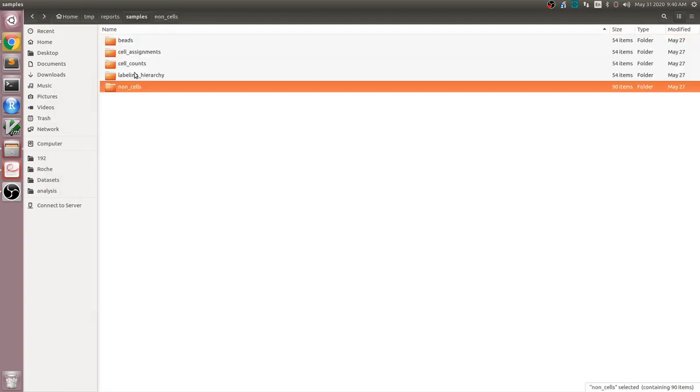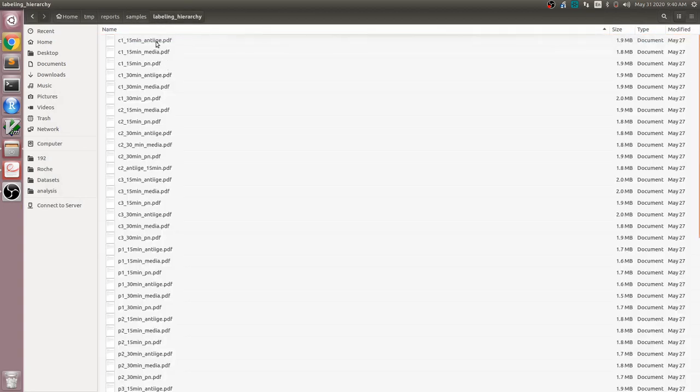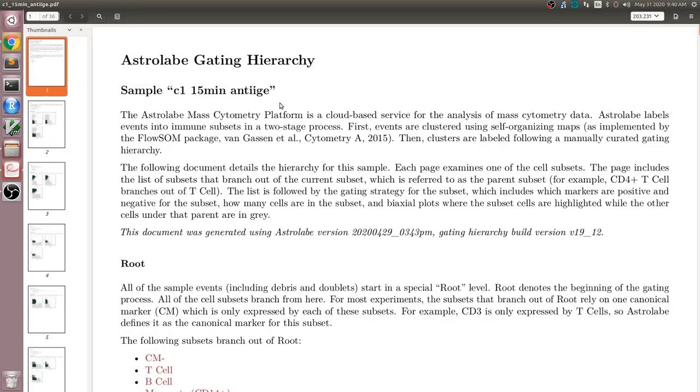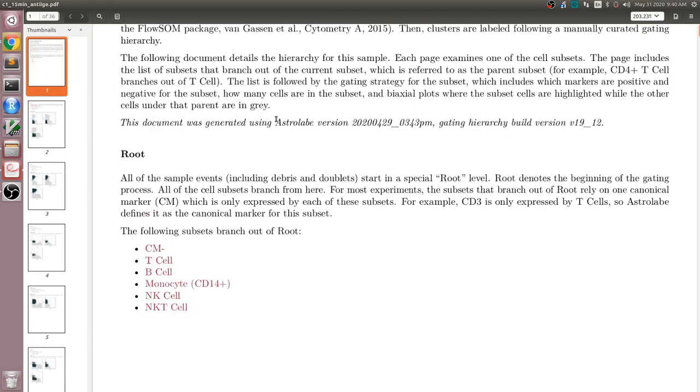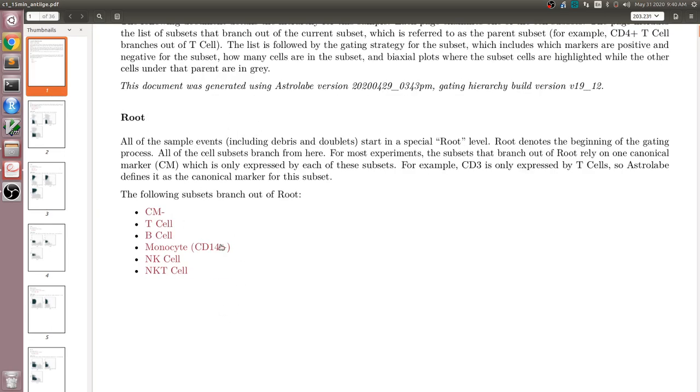Finally, one more thing you can examine here is the labeling hierarchy that Astrolabe has created. In other words, how did Astrolabe identify the different cell subsets in your experiment? This PDF is structured to be included as a supplement in your paper. It covers the algorithm, it covers different steps, and you can use it to navigate through the different cell subsets.